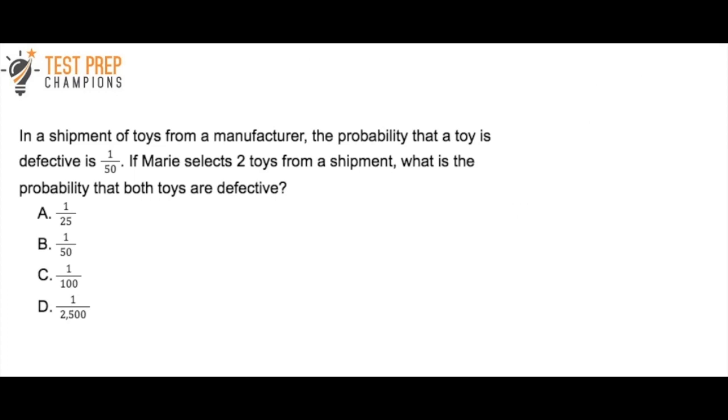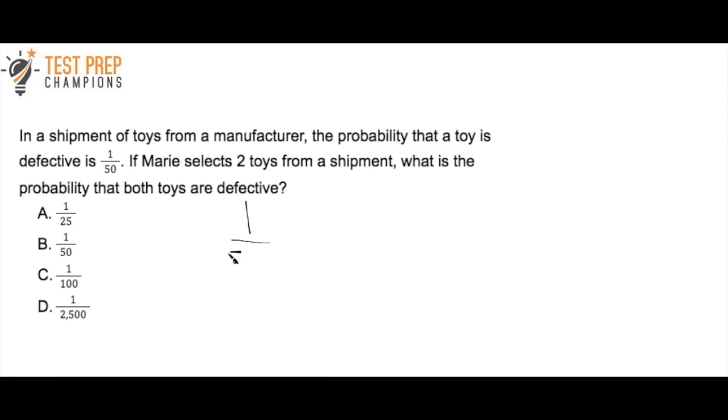Okay, the next question says, in a shipment of toys from a manufacturer, the probability that a toy is defective is 1 over 50. If Marie selects 2 toys from a shipment, what is the probability that both toys are defective? So I'd like you to pause the video and, as always, try this out, and then we'll go over it.